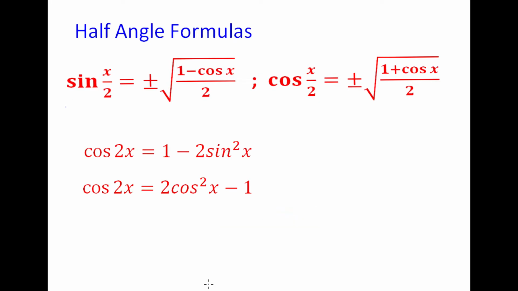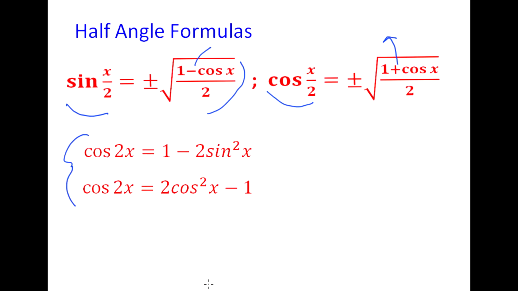In the formulas, guys, we have sine x/2 which is equal to negative or positive the square root of (1 minus cosine x) divided by 2. And cosine x/2 is going to be again negative or positive the square root of (1 plus cosine x) divided by 2. The difference between cosine and sine is that here we have a negative sign, and here we have a positive, guys. Both of those formulas are actually obtained by using those two formulas.